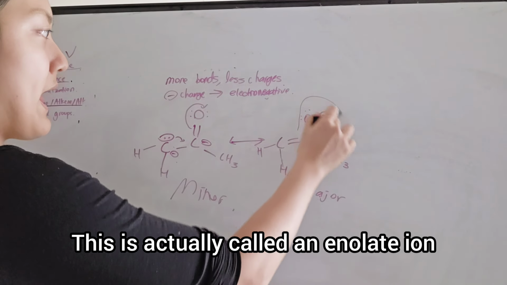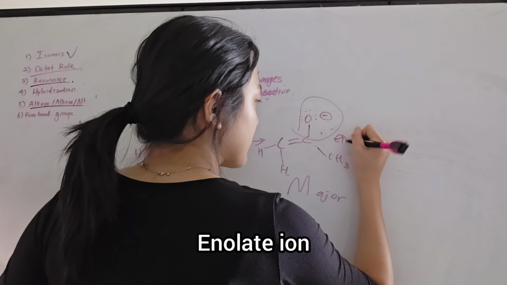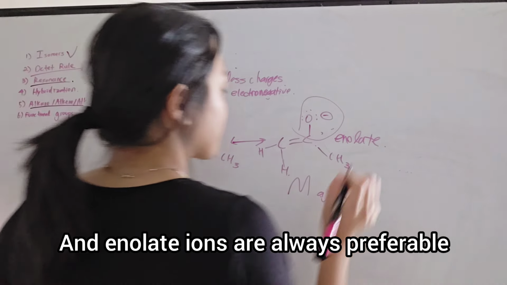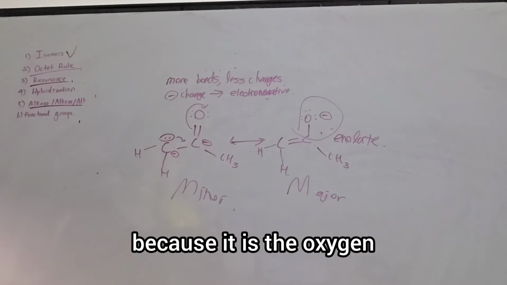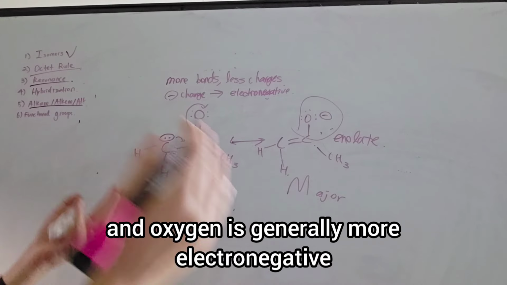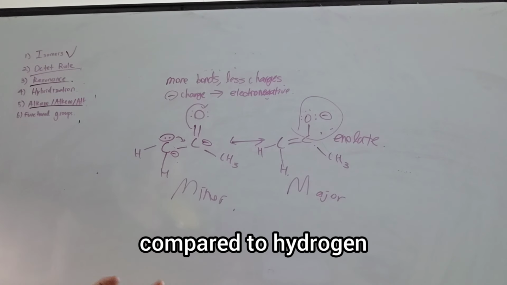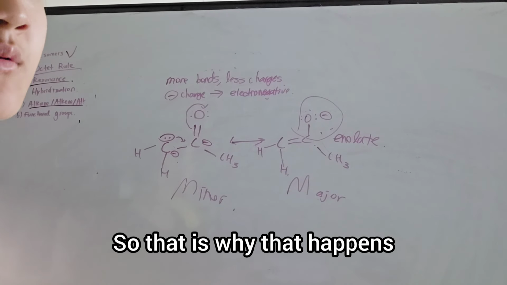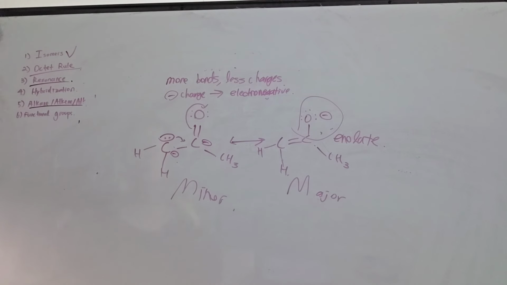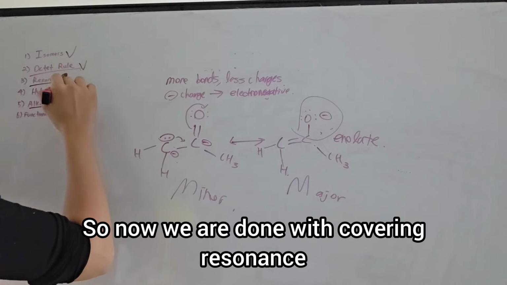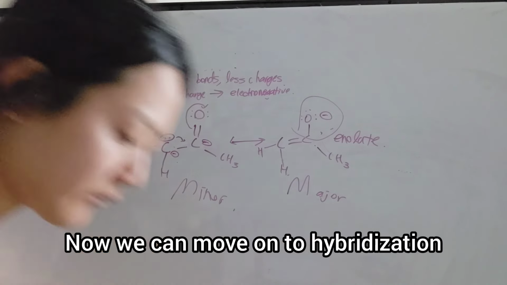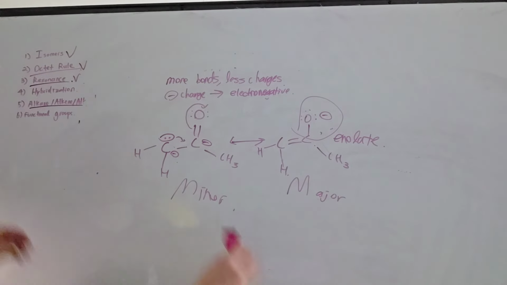This is actually called an enolate ion. And enolate ions are always preferable because it is the oxygen that holds the negative charge, and oxygen is inherently more electronegative compared to carbon. So that is why that happens. So now we are done with covering resonance. Now we can move on to hybridization.